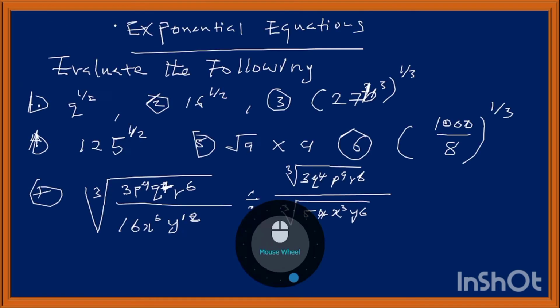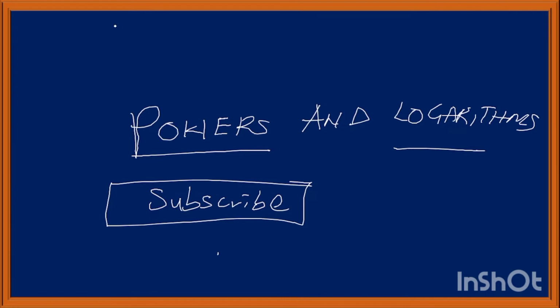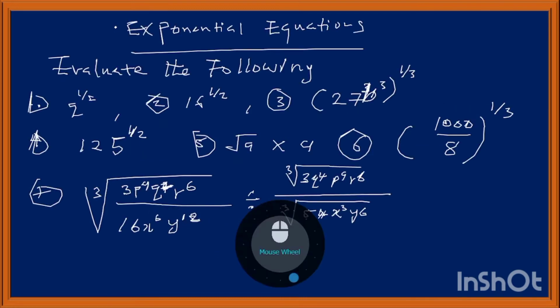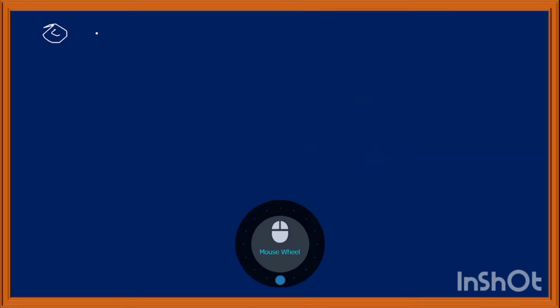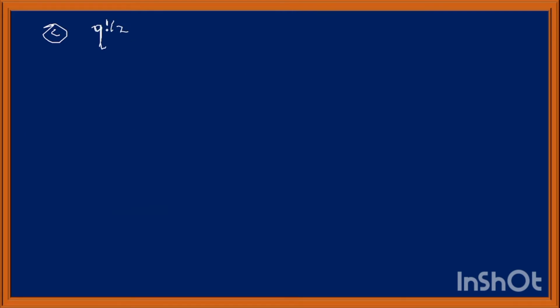Let's solve number 1, which says q to the power of 1 over 2. Let's evaluate this. q to the power of 1 over 2 is the same thing as saying the square root of q. That's it. That is another way to write it.